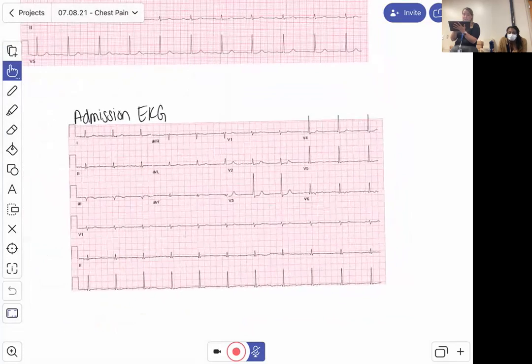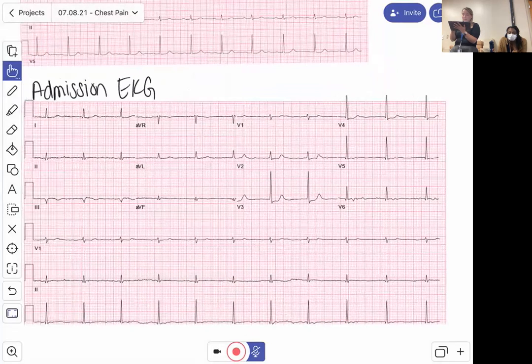So here is his admission EKG. This is a tough one. Take 30 seconds, a minute with your partner and talk about this EKG and your thoughts about it.